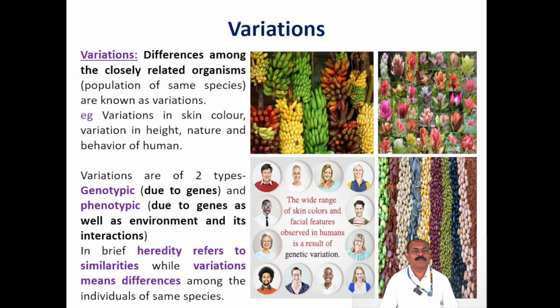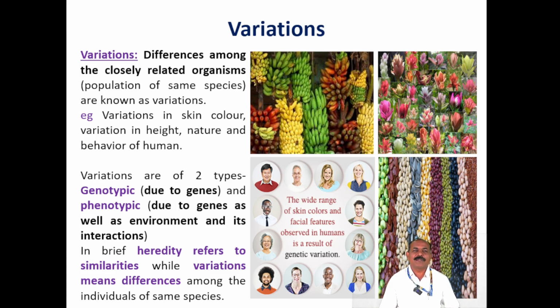Variations are actually of two types: genotypic variations and phenotypic variations. Genotypic variations arise due to the genes, while phenotypic variations are due to the interaction between genes and environment, and this is very important. In brief, heredity refers to similarities while variations mean differences among individuals of the same species. We defined genetics as the study of heredity and variations. Heredity means similarities, while variations are nothing but differences, right.